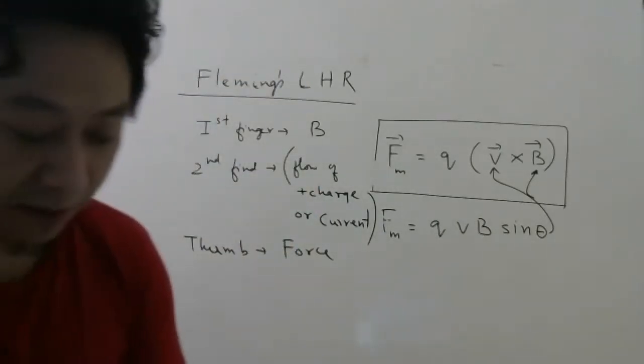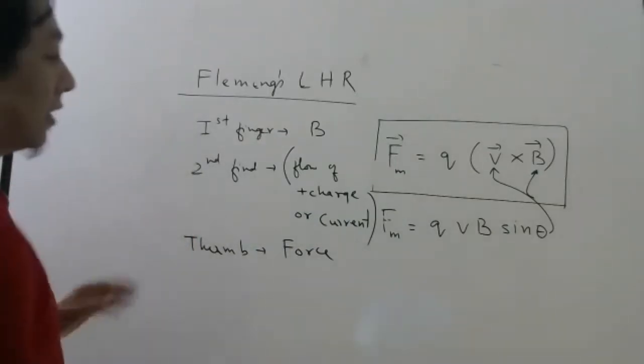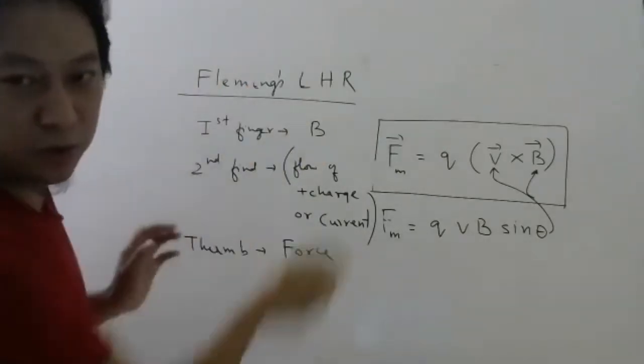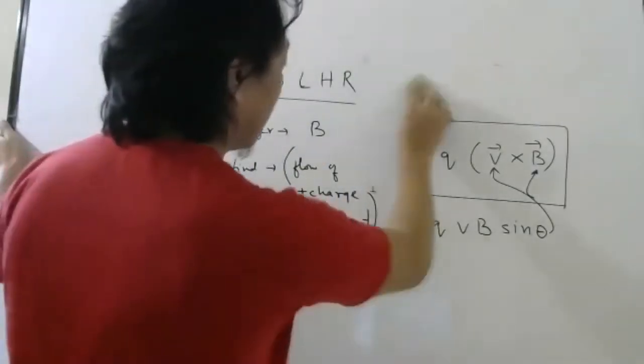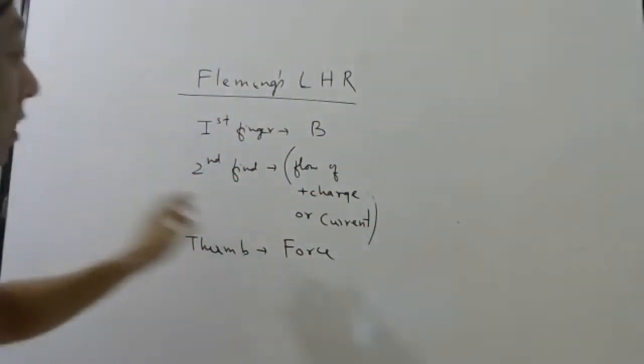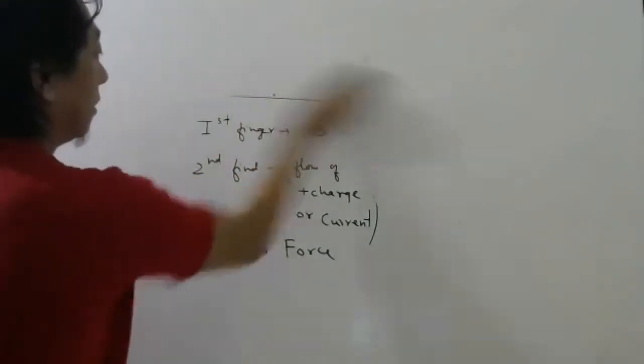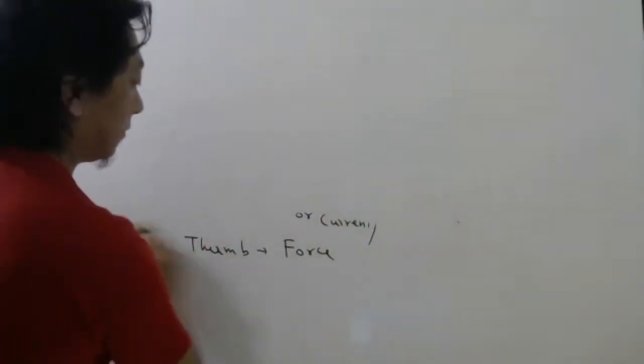Okay, so please remember this, write down that this is also very easy to use. So let us do some examples. Without doing examples, you will get confused. Okay, write down quickly. This is there in the notebook also, but still you can write down. So the second finger should be along the current. Okay, so let us do some examples now.